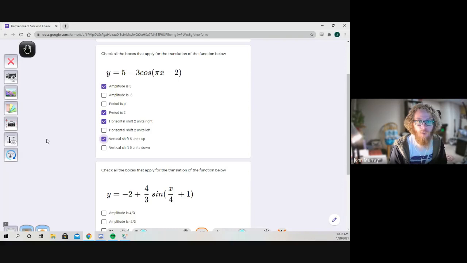So for your first problem, you had these 4 translations. Amplitude is 3, period is 2, horizontal shift is 2, and the vertical shift is 5.